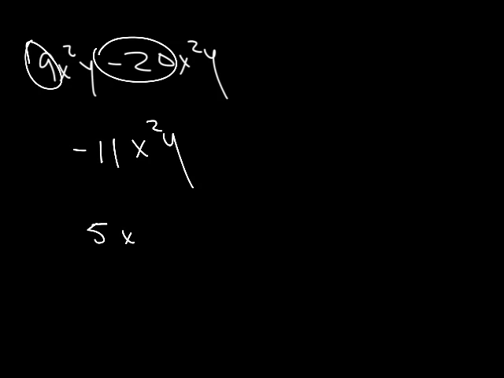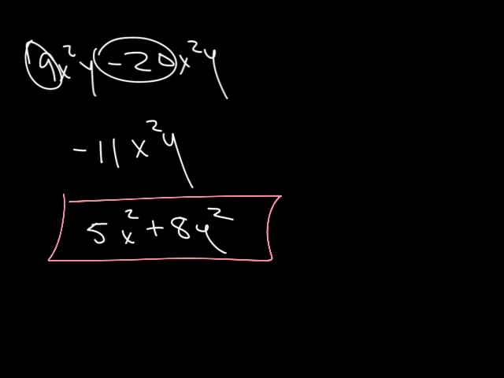But when we have something like 5x squared plus 8y squared, notice our exponents are the same, but our letters, our variables are different. That means this is done. We cannot do anything to that, so we call it good.